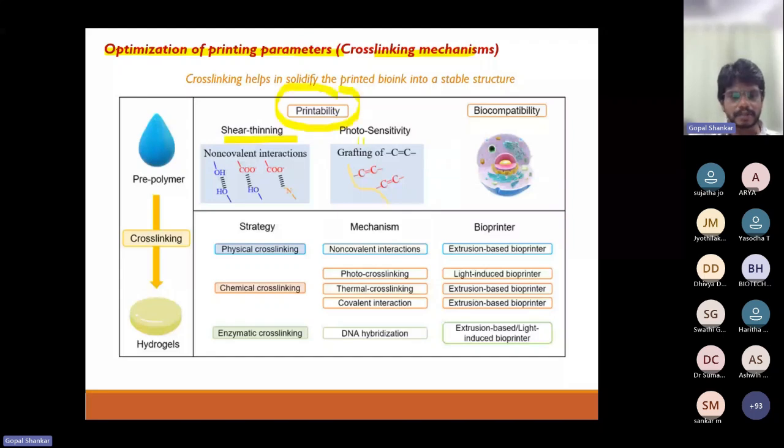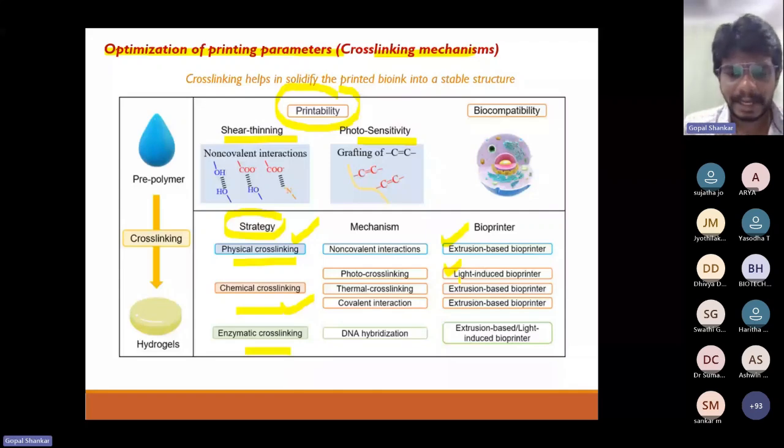When you have cross-linking, you can go for either physical cross-linking, chemical cross-linking, or enzymatic cross-linking. In physical cross-linking, you have non-covalent interaction. In chemical cross-linking, you have covalent interaction. And these are, again, printer-specific. Physical cross-linking is only possible in your extrusion-based bioprinter. Chemical cross-linking, again, is possible only in light-based bioprinters or extrusion bioprinters. In enzymatic, again, either the light-based or the extrusion-based bioprinter.